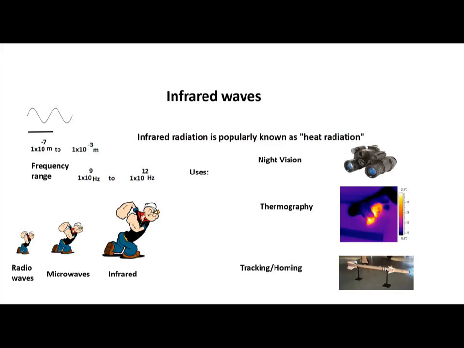In conclusion, to quickly summarize, infrared has a shorter wavelength than radio waves and microwaves. It has a higher frequency than radio waves and microwaves, and therefore more energy than radio waves and microwaves. It's used in night vision, but mostly it's used for tracking and homing.